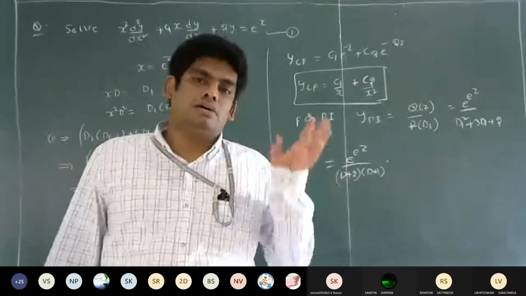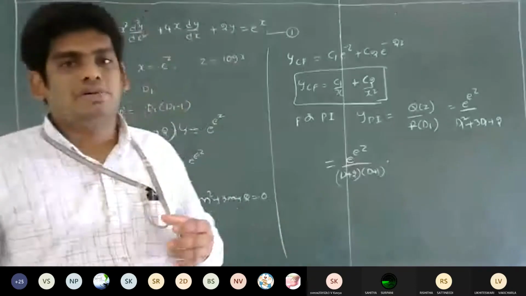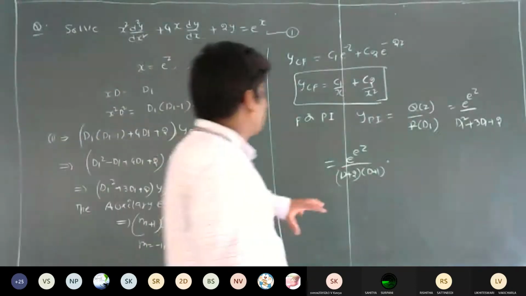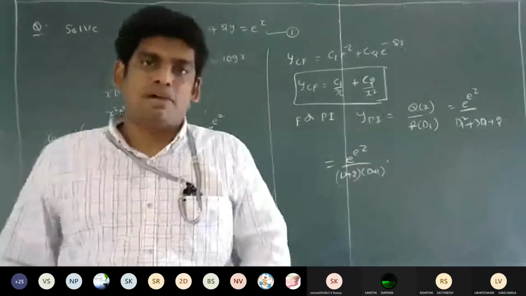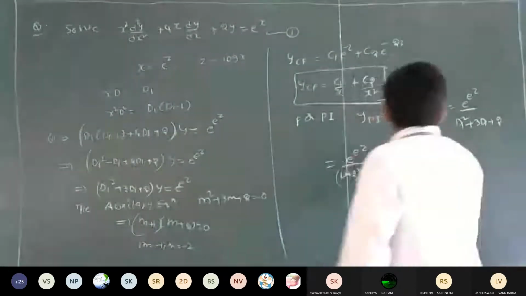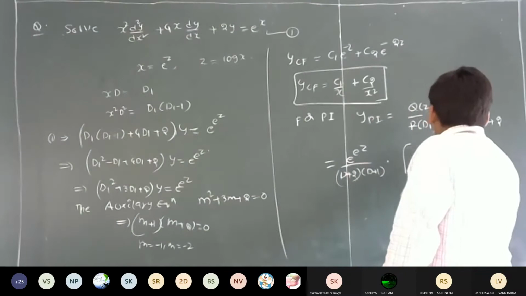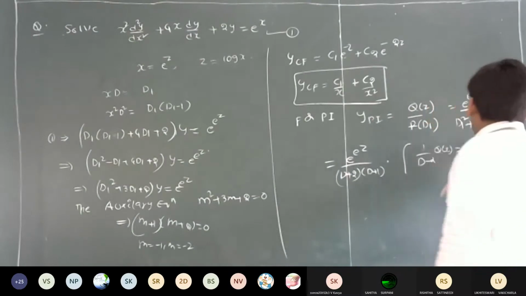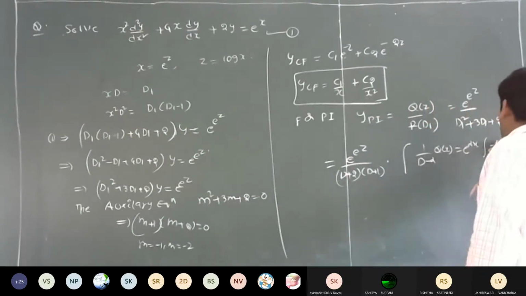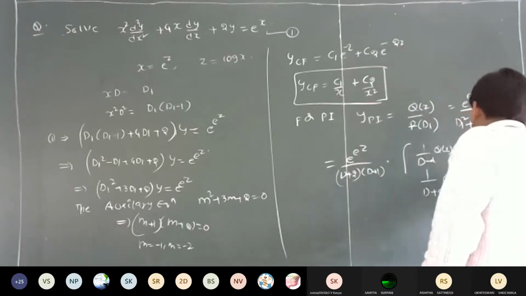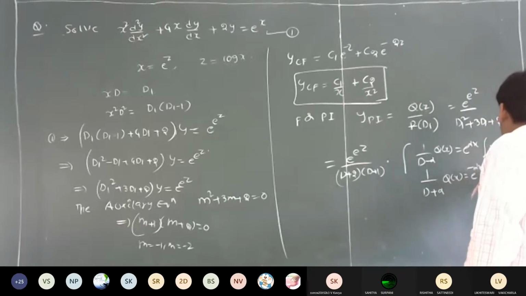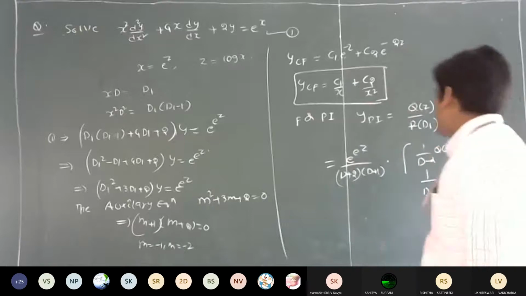So next, x power m into v of x type, right? It's not related to that type either. So we can solve this problem by using the general type. That means 1 by D minus alpha into Q of x is equal to e power alpha x integral e power minus alpha x into Q dx, or 1 by D plus alpha into Q of x is nothing but e power minus alpha x into integral e power alpha x into Q dx.